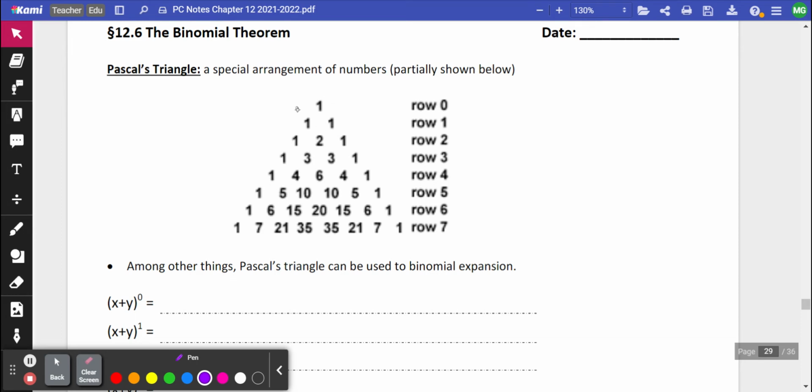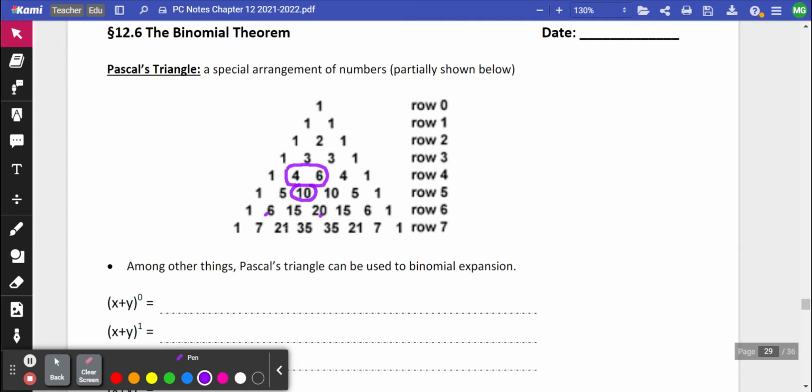We have the counting numbers, right? 1, 2, 3, 4, 5, 6, 7, 8, 9, 10. It could go forever and ever. But there are a number of other patterns that emerge here. One of the patterns is that if you look at any two numbers and you add them together, it gives you the number in the next row that's right between them. Okay, so if you look here, 10 plus 10 equals 20. 6 plus 15 equals 21. So we have a lot of patterns that will show up.